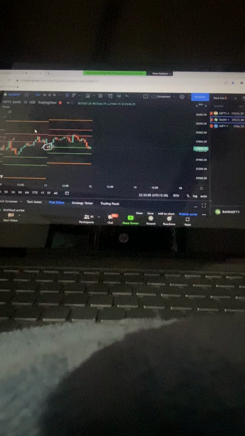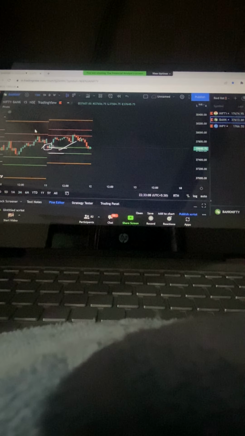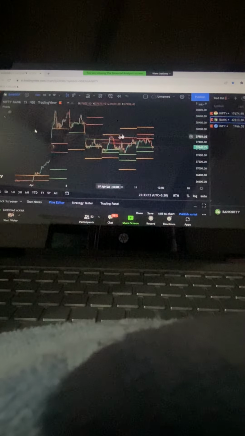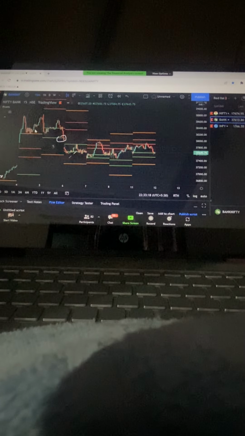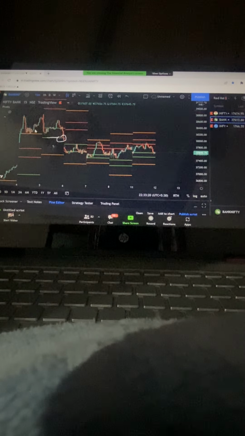Now talking about this, you could have gone long here. The trend is bullish, so a reversal will come from the support zone, and you go long. Similarly, here you saw the trend turn bearish. Why am I saying this is bearish? As I said, S4 broke here, and S5 got achieved.